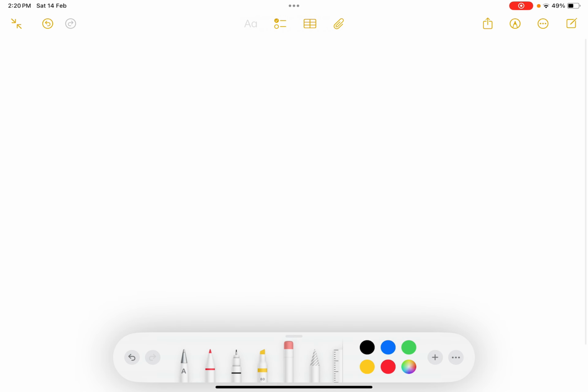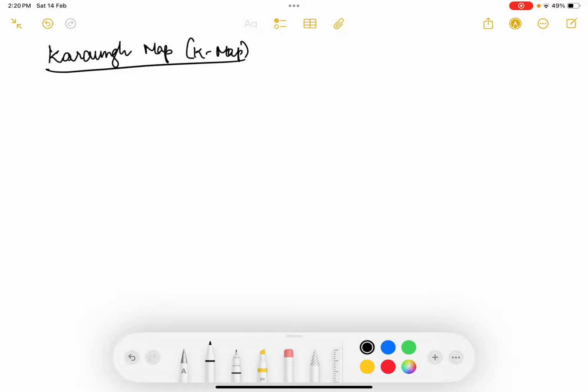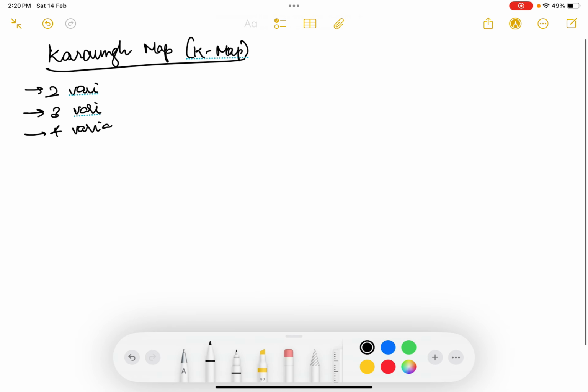In the Karnaugh map, I will be explaining it to you. Shortly we will be calling this the K map. In your K map, I will be explaining our two variable K map, then three variable K map, and four variable K map.